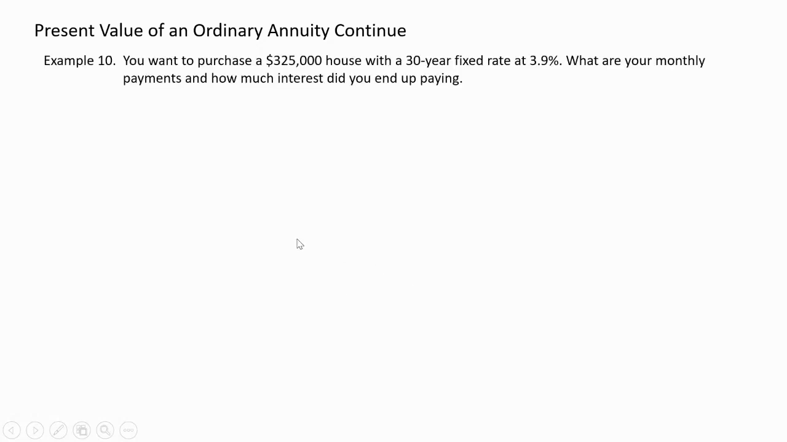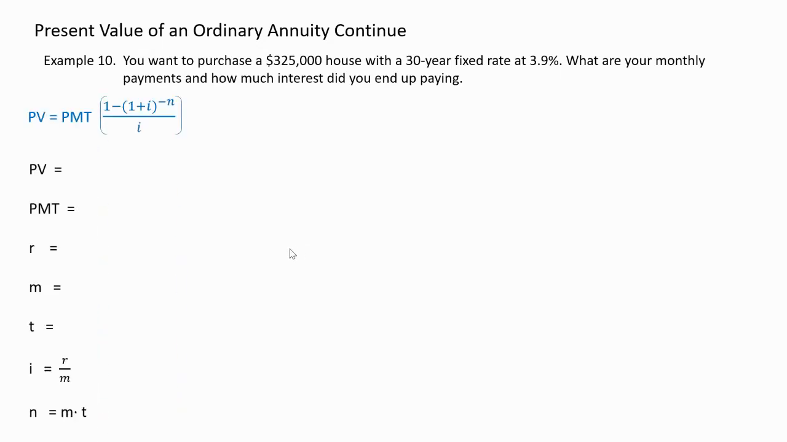Okay, now I believe this is the last one. As an example, this is purchasing a house. Now you want to purchase a house for $325,000 with a 30-year fixed rate at 3.9%. What are the monthly payments and how much interest did you end up paying?